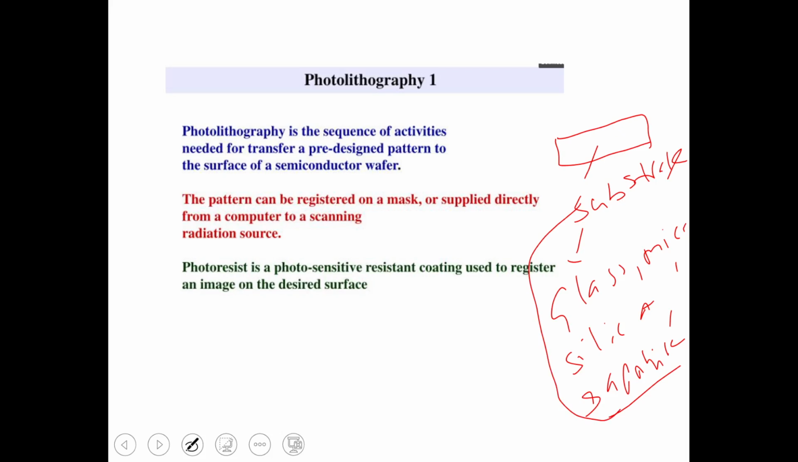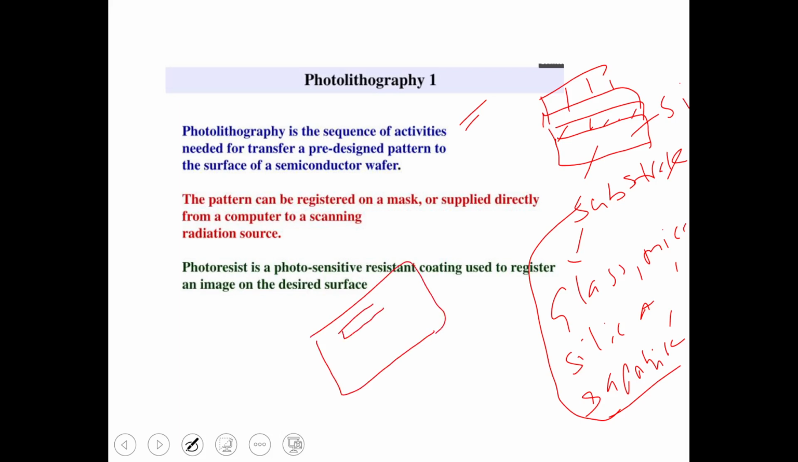For example, if we have silicon, then we have to deposit that SiO2 oxide layer, the insulator layer, then deposit some material layer, and then pattern that. Photolithography is the sequence of activity needed to transfer a pre-designed pattern to the surface of the semiconductor. We have some design, like the shadow mask, and we have to transfer this structure to our wafer. This will happen through photolithography.